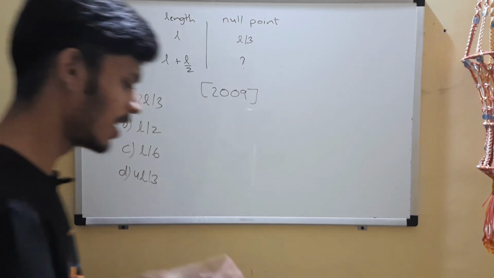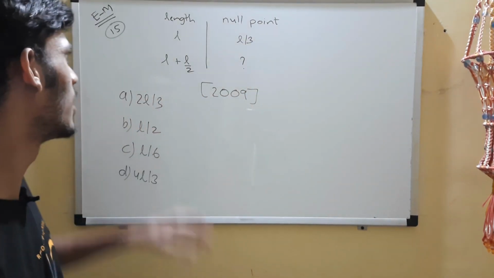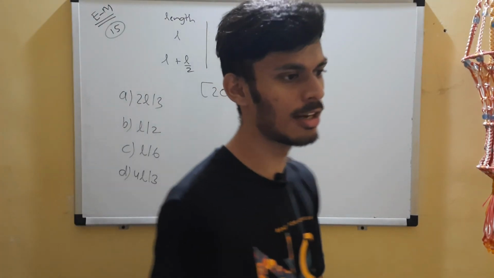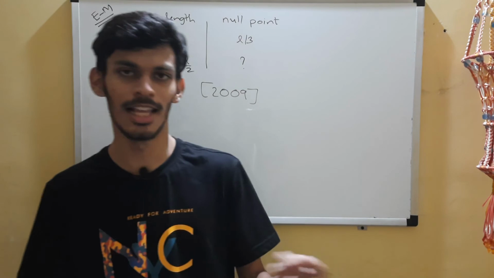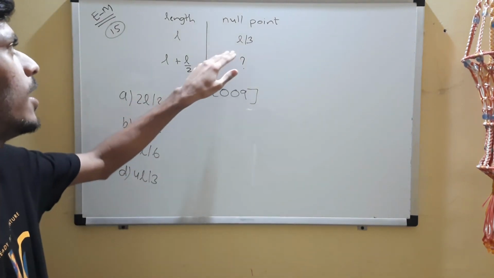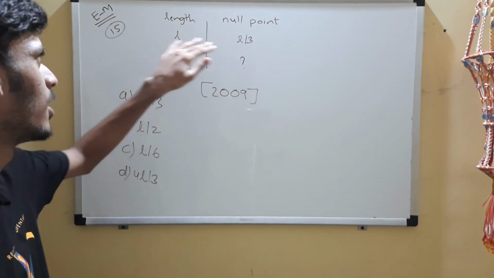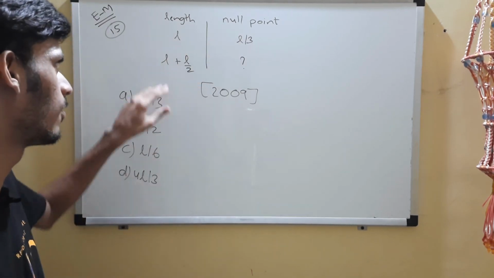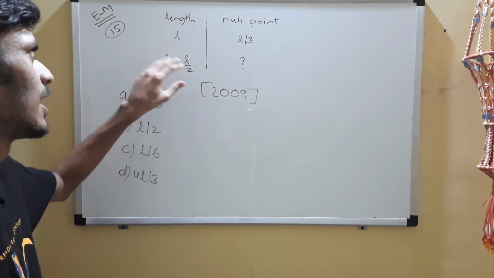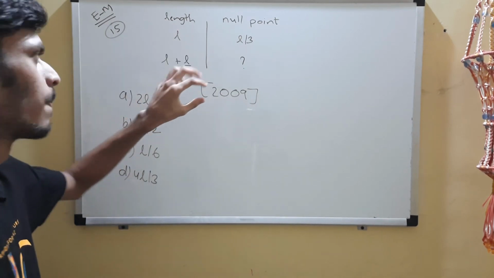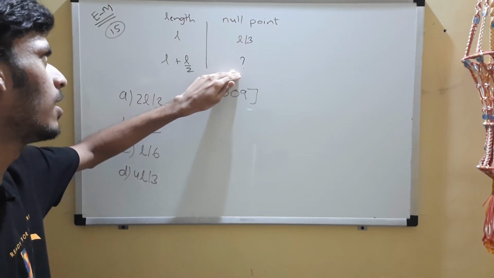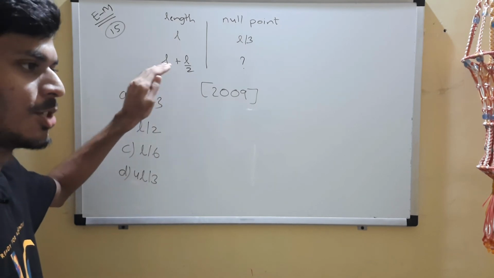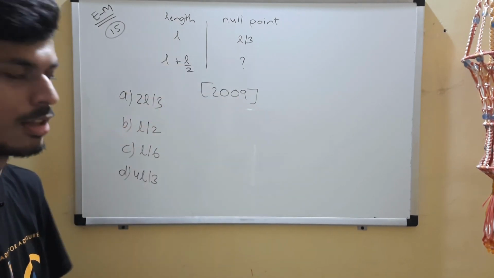Question 15 over here. In this question, we have a potentiometer. The initial length of the potentiometer wire is L. We have done an experiment to determine the EMF of a cell. In that case, we have obtained a null point at L by 3, 1/3 of this initial length. Now we have increased the length of this potentiometer wire by L by 2. We have just increased this original length by L by 2. So you are supposed to tell what will be the null point in this case when we increase the length of the potentiometer wire.